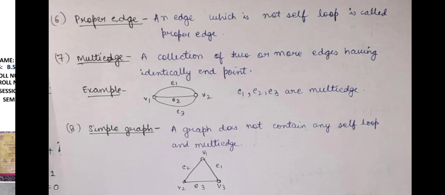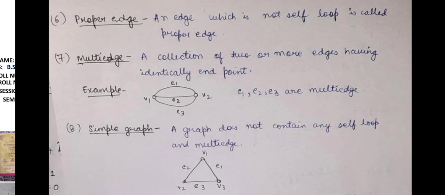Now, self loop in a graph. What is a self loop in a graph? If an edge has the same vertex as both its endpoints, it is called a self loop. Proper edge: an edge which is not a self loop is called a proper edge.